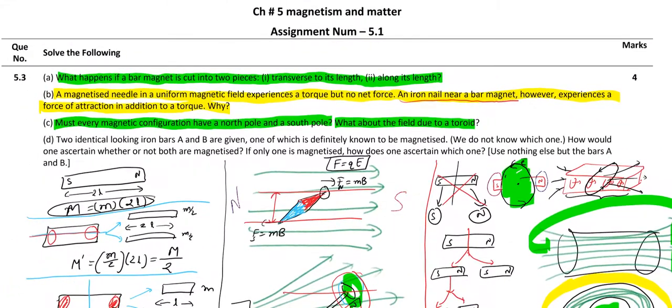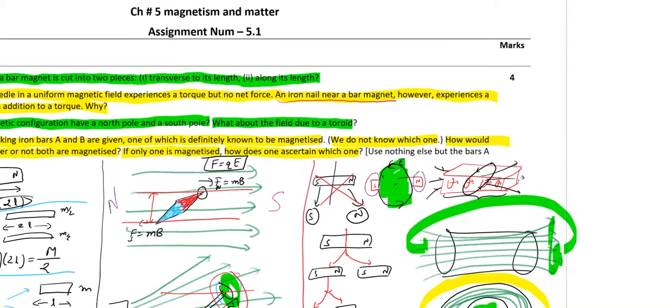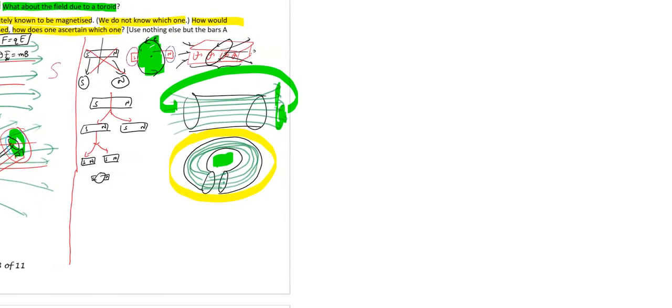Lastly, we are asked: two identical looking iron bars A and B are given, one of which is definitely known to be magnetized. We don't know which one. How would one ascertain whether or not both are magnetized? If only one is magnetized, how does one ascertain which one? So basically you are given two pieces and you are asked to find out which one is magnet, which one is not. Again, a very good question.